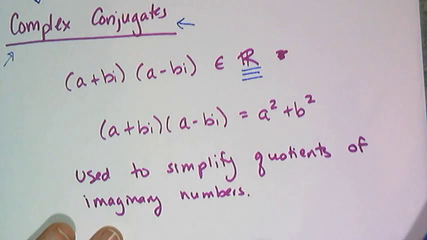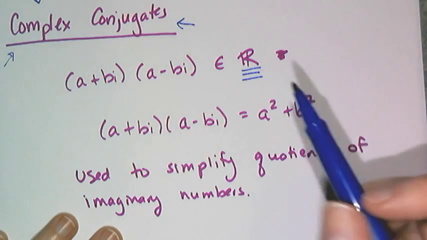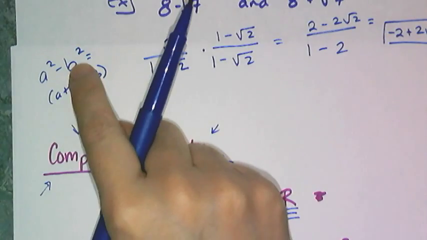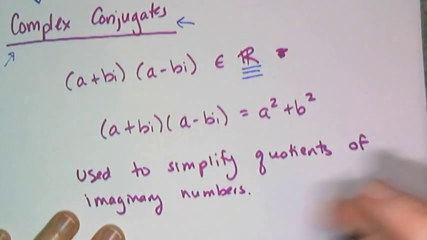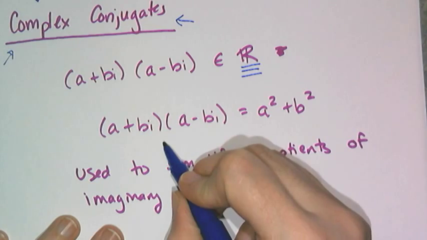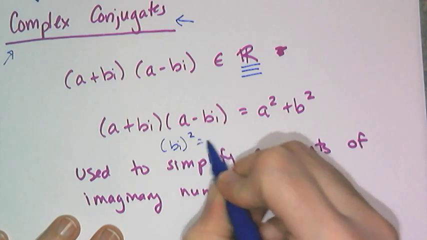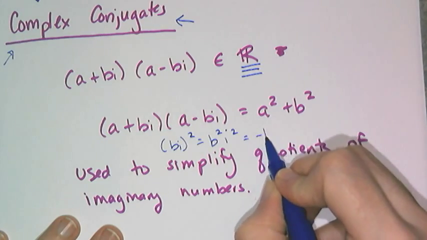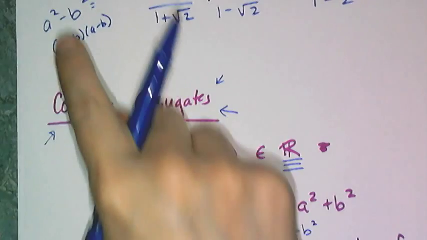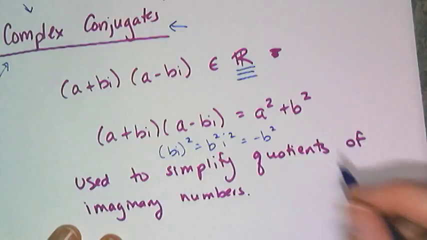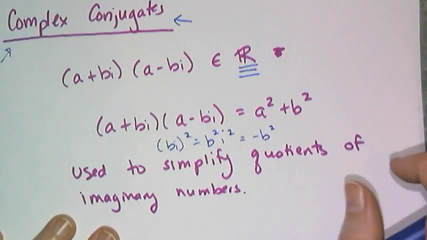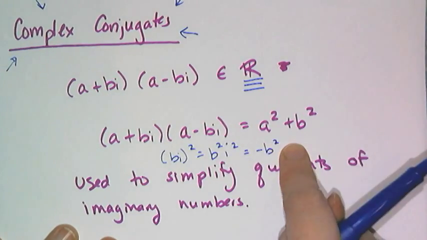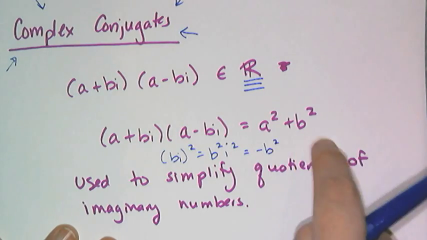And you're thinking, oh, wait a minute, it's supposed to be a squared minus b squared. But when you actually do the multiplication here, bi squared, remember, is going to be b squared i squared, which is negative b squared. So negative b squared is going to make that positive. So when you multiply two conjugates together, complex conjugates, you get a squared plus b squared.